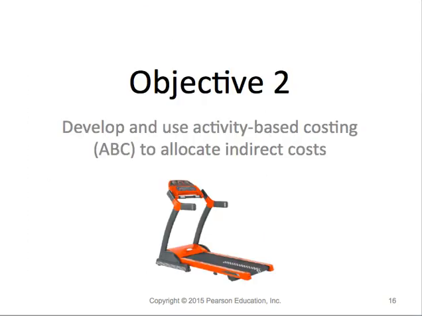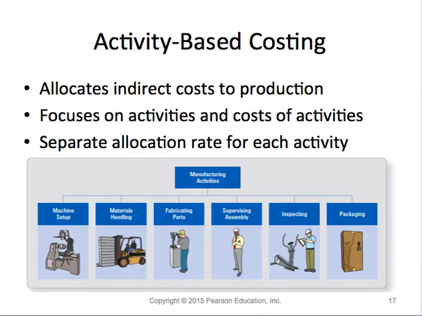So the second objective is to develop and use activity-based costing to allocate indirect costs. This is a central part of this chapter. So you should understand what we are having here. And I really urge you to read the chapter. This chapter has detailed explanations, so the slides here just give you some idea, and I'll give you some explanations on all these concepts we're having here.